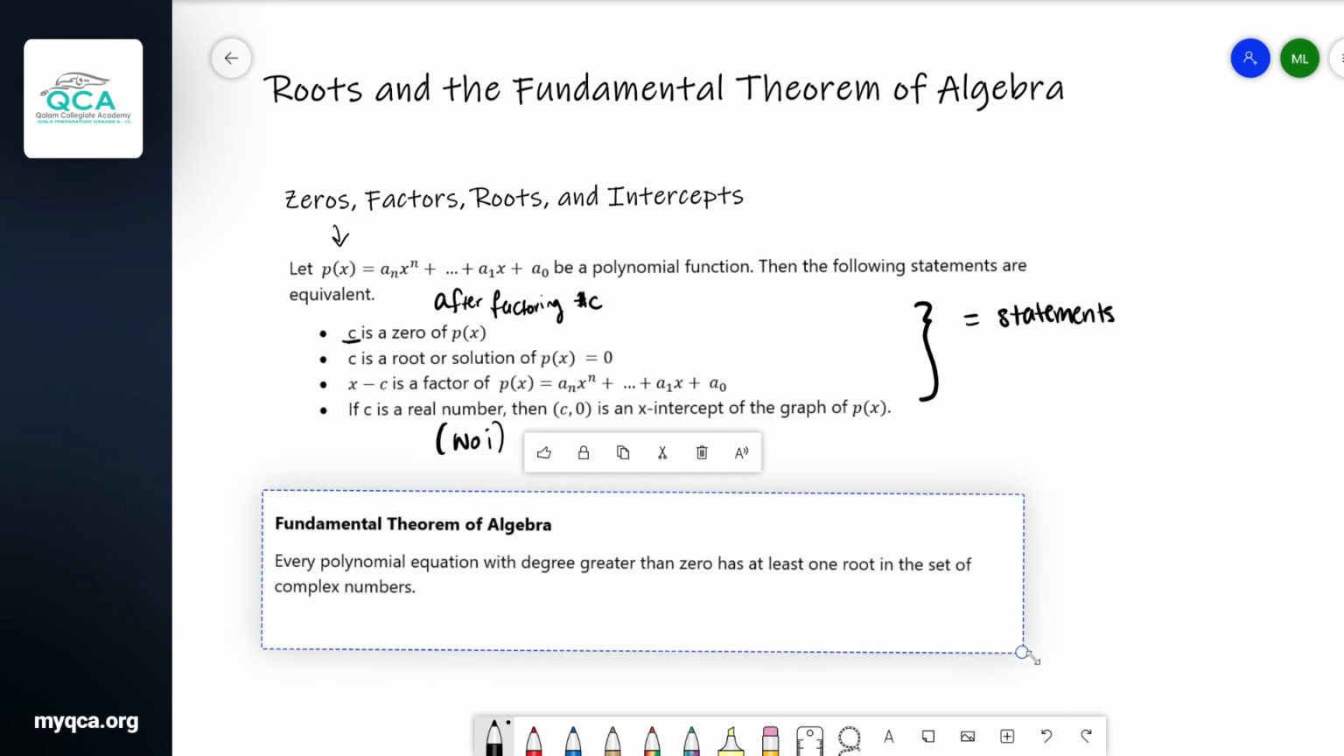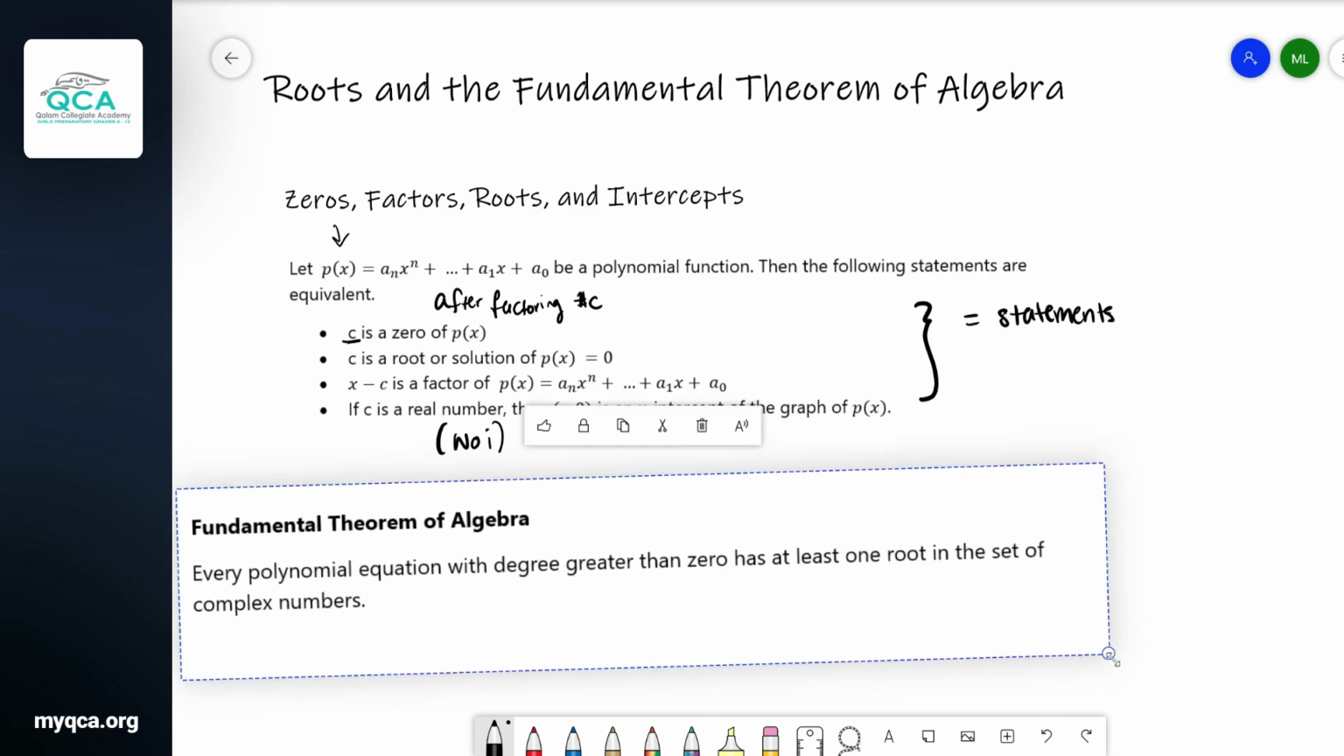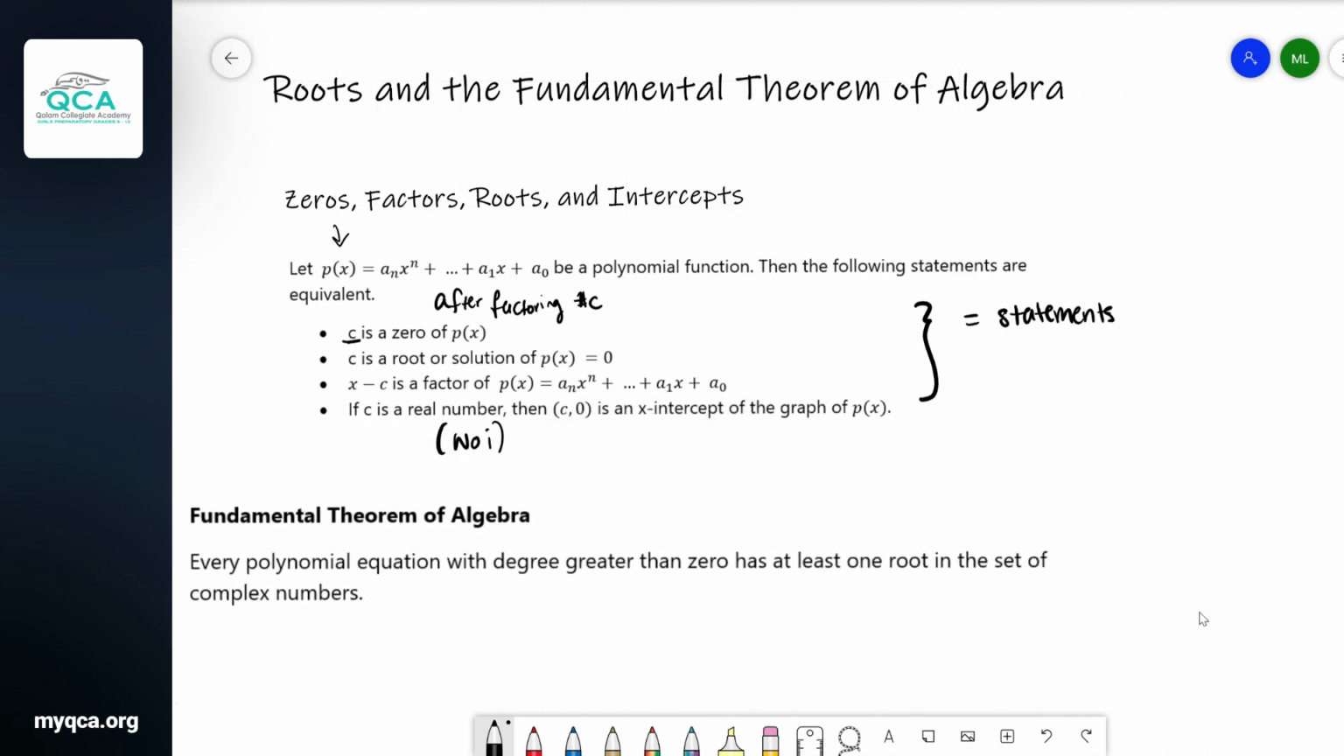The ultimate thing that we are looking at is the fundamental theorem of algebra, which states every polynomial equation with degree greater than 0 has at least one root in the set of complex numbers. So you might be thinking, why complex numbers? How come it's not real numbers?